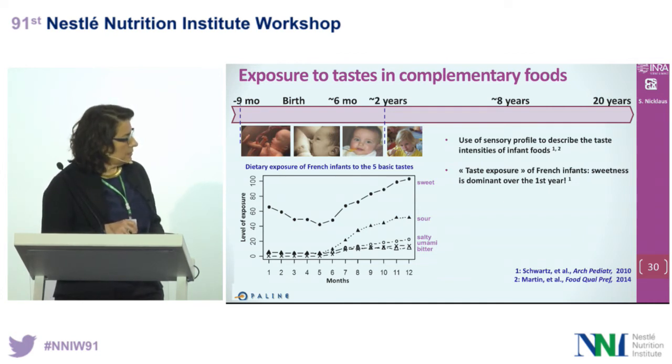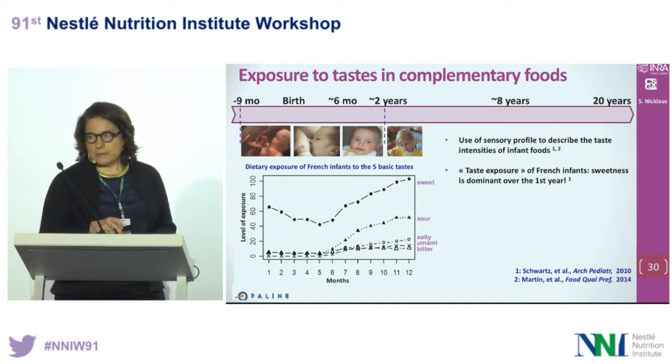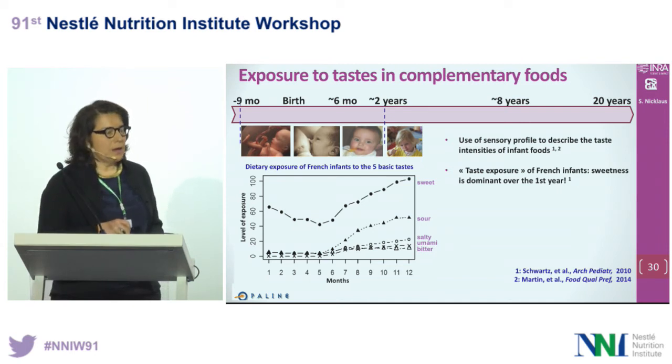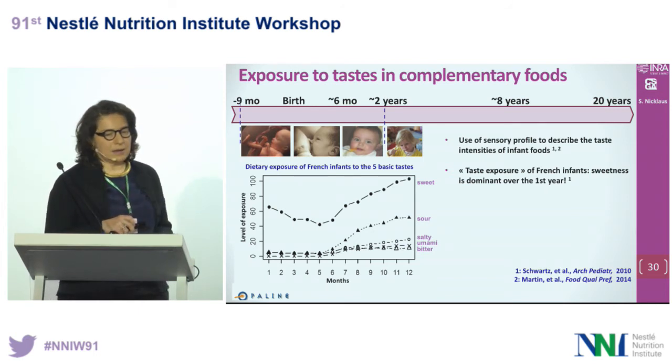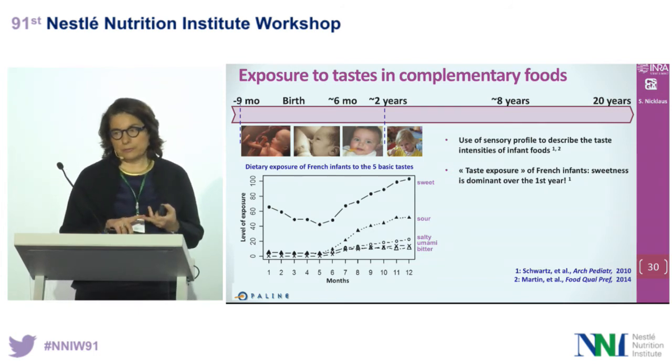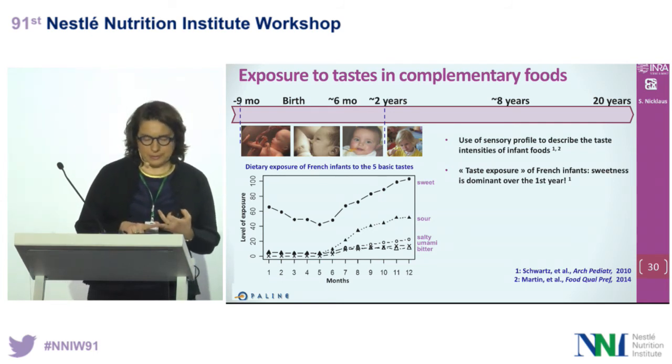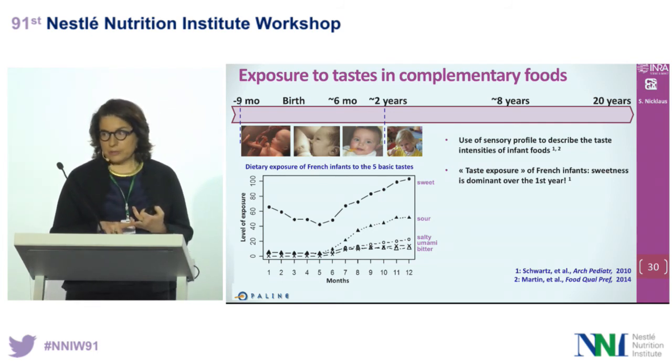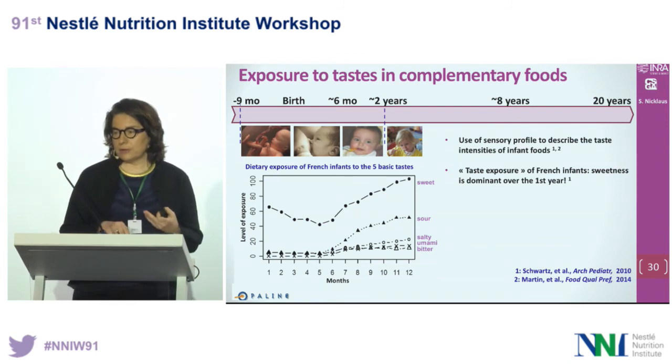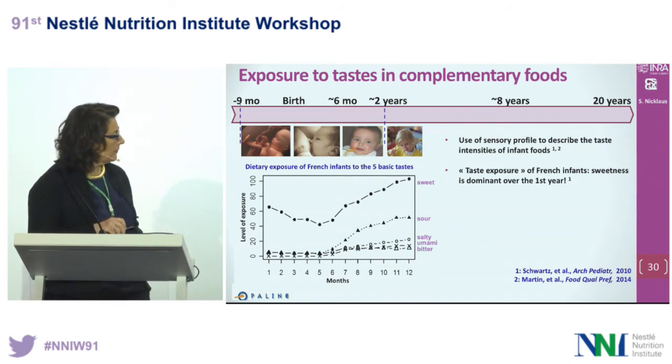Then the second most exposed taste in this cohort is the sour taste. And it came a bit as a surprise because we didn't expect this to be the most exposed taste. This is in relation to consumption of fruits and also to consumption of dairy products, fermented dairy products like yogurt, which are also slightly sour.